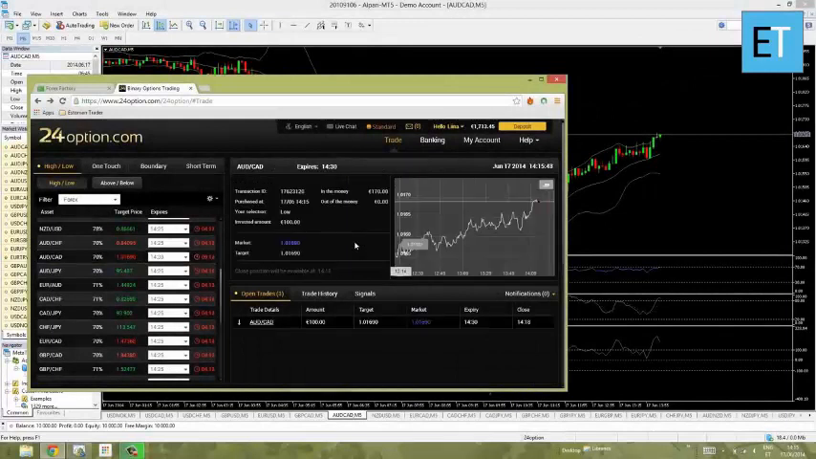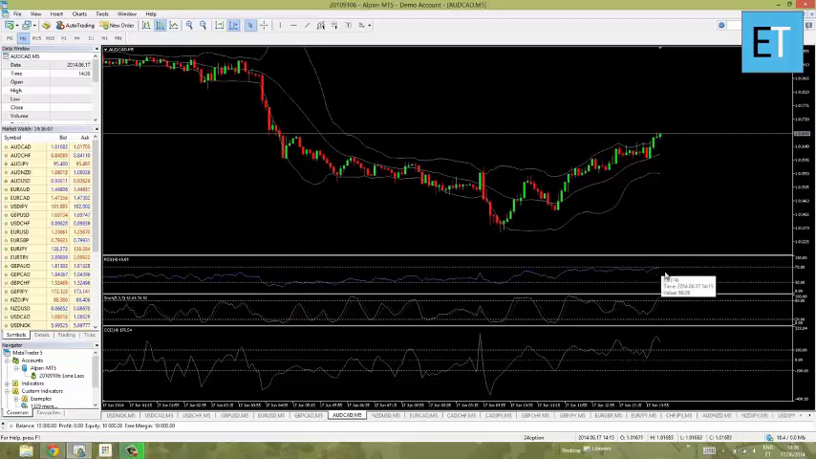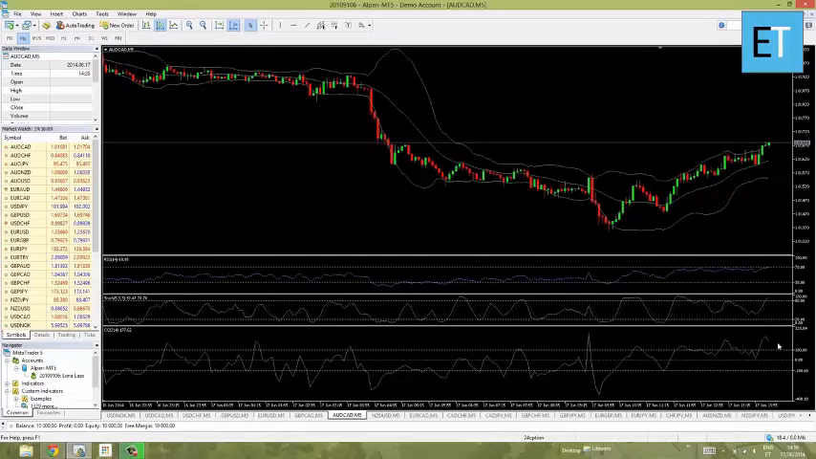Okay, so I have entered this trade as well for 15 minutes. So let's have a quick look here. So the previous candlestick crossed Bollinger Band. This one is also crossing it. The RSI is very close, so 69. And also the CCI was at 234.